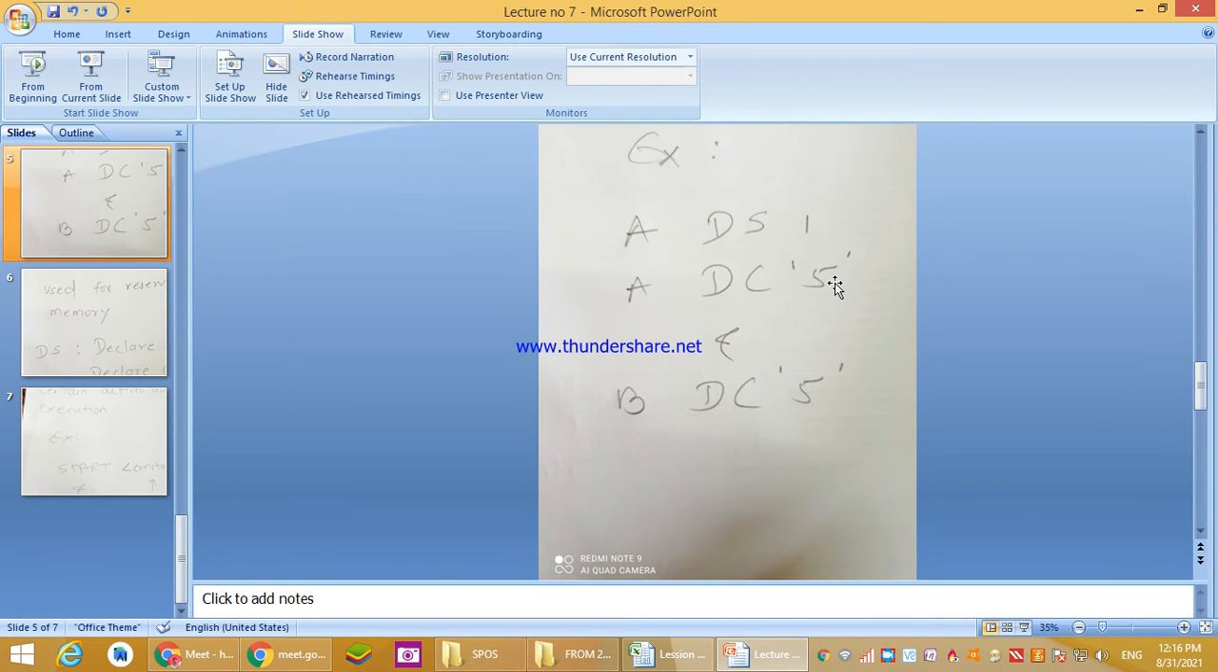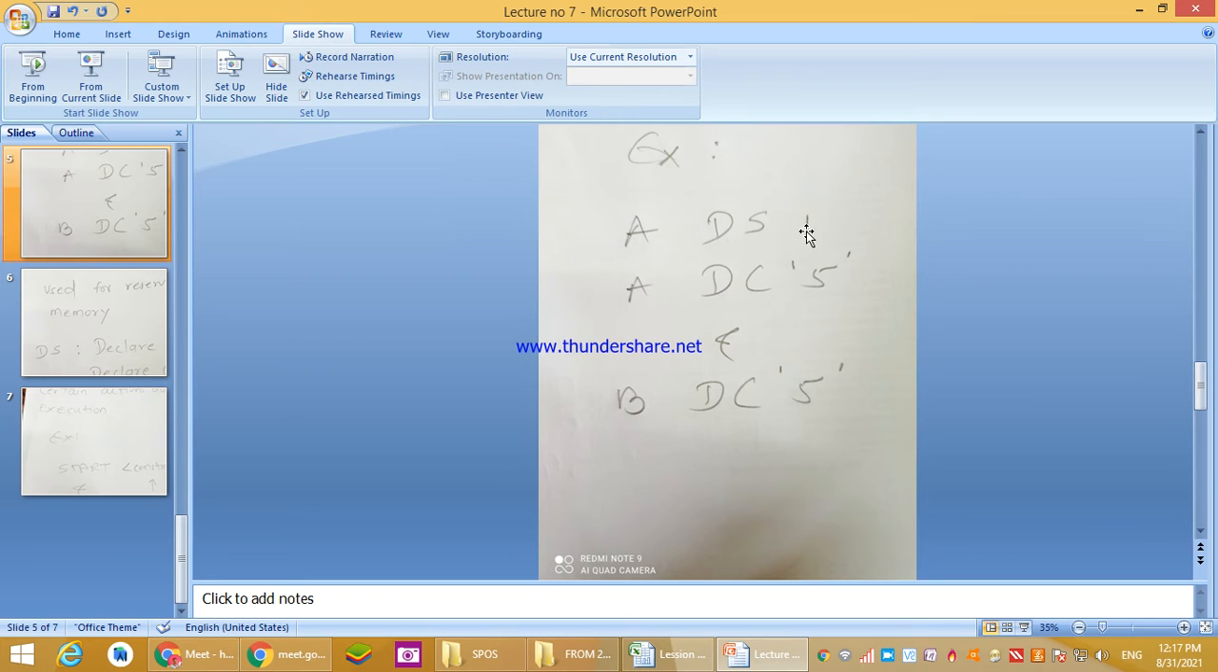What is the second line telling? It is telling that DC means declare constant. Whatever storage we have declared for variable A, for that variable we are storing the value 5. आपण value 5 त्या variable मध्ये store करत आहे. Which one? A. Here constant 5 gets stored in A.